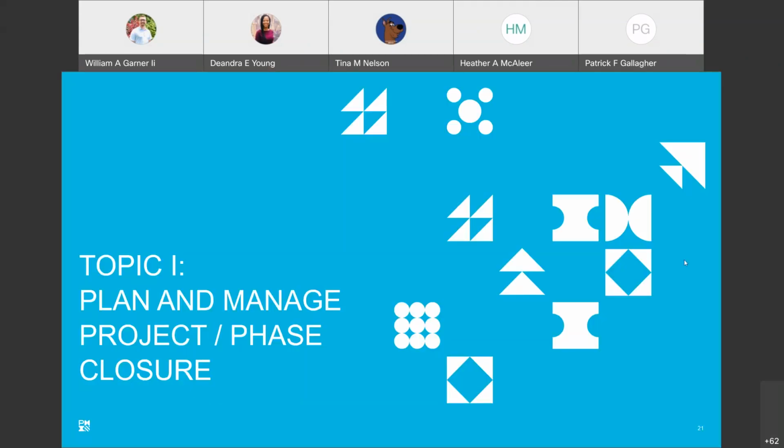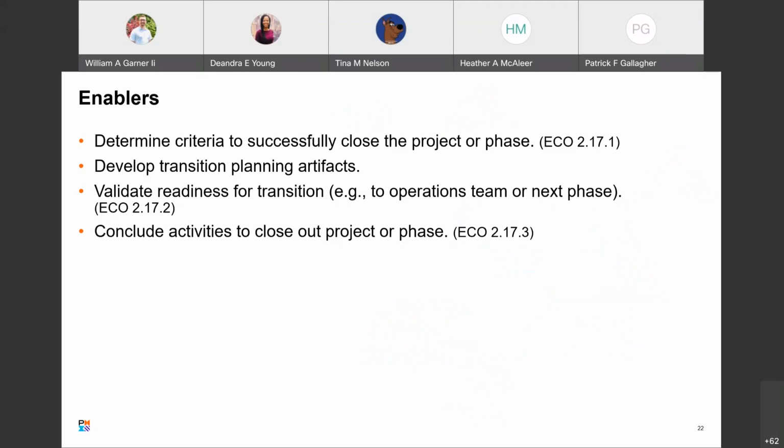Then we're going to go to plan and manage the project phase closure. Closing a project or project phase is one of the last steps in completing a project or phase. Because a project is a unique one-time activity, the formal closing out of a project is essential. In some cases, without an official closeout of a project or phase, the next related activity, phase, or project will not get started. This happens often when there are multiple projects managed within a program.